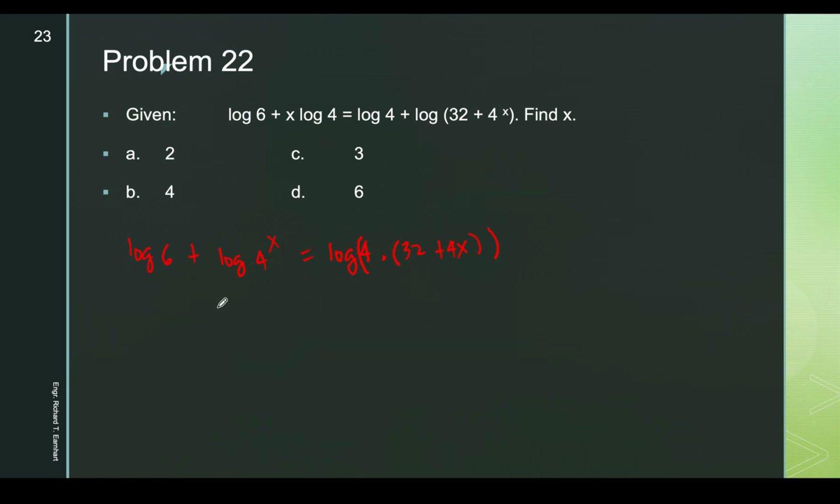The method here will recall the logarithmic properties. So this is log of the product 6 times 4 raised to x, and then you have log of 4 times 32 plus 4x. As you can see, if you have the same base, logarithmic of the same base, you can equate. Okay, 6 times 4 raised to x and 4 times 32 plus 4 times 4 raised to x.